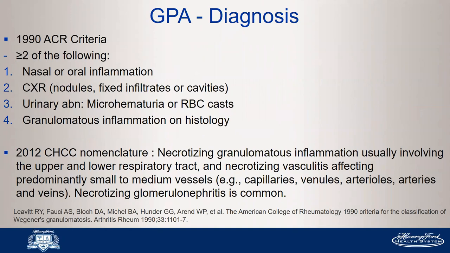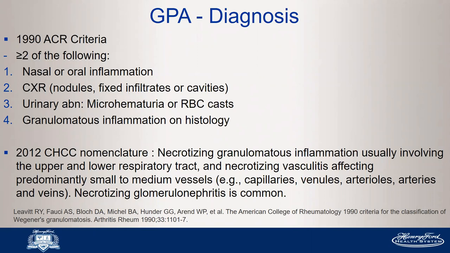So for the diagnosis of GPA, you have the 1990 ACR criteria, and then the more updated would be the 2012 Chapel Hill consensus nomenclature. By the ACR criteria, you need any two or more of the following. Nasal or oral inflammation. And when you ask the patient, ask them about crusting, because sometimes they may not tell you. We ask about epistaxis, but I don't think we ask about crusting or any mucosal involvement. So it's important to ask about that.